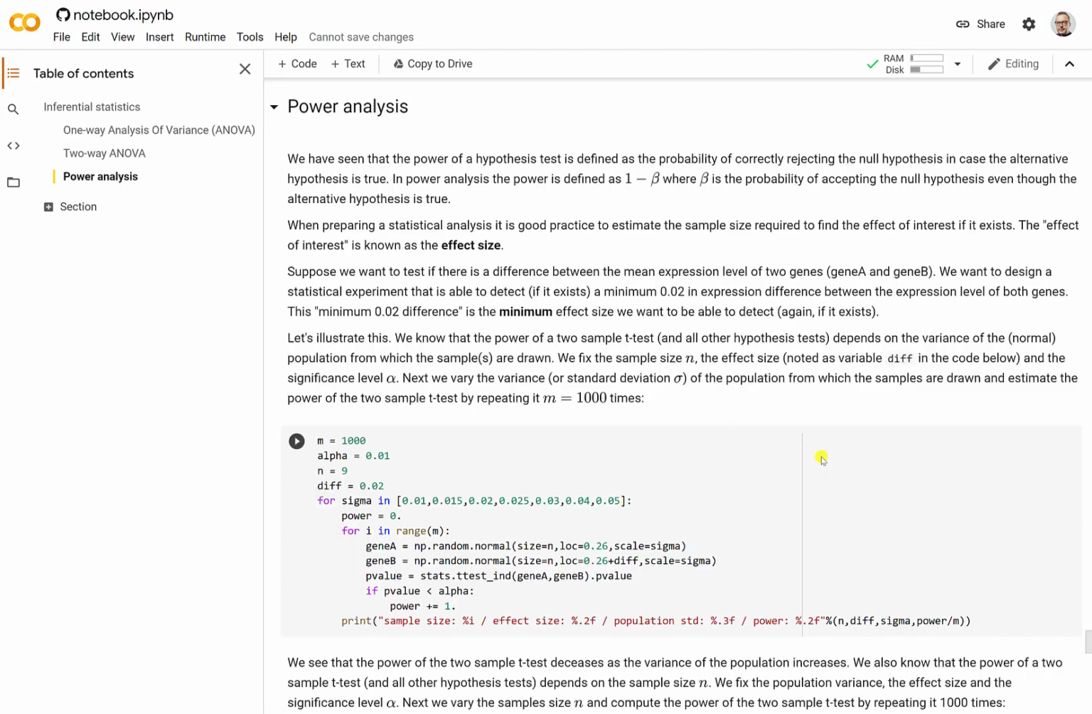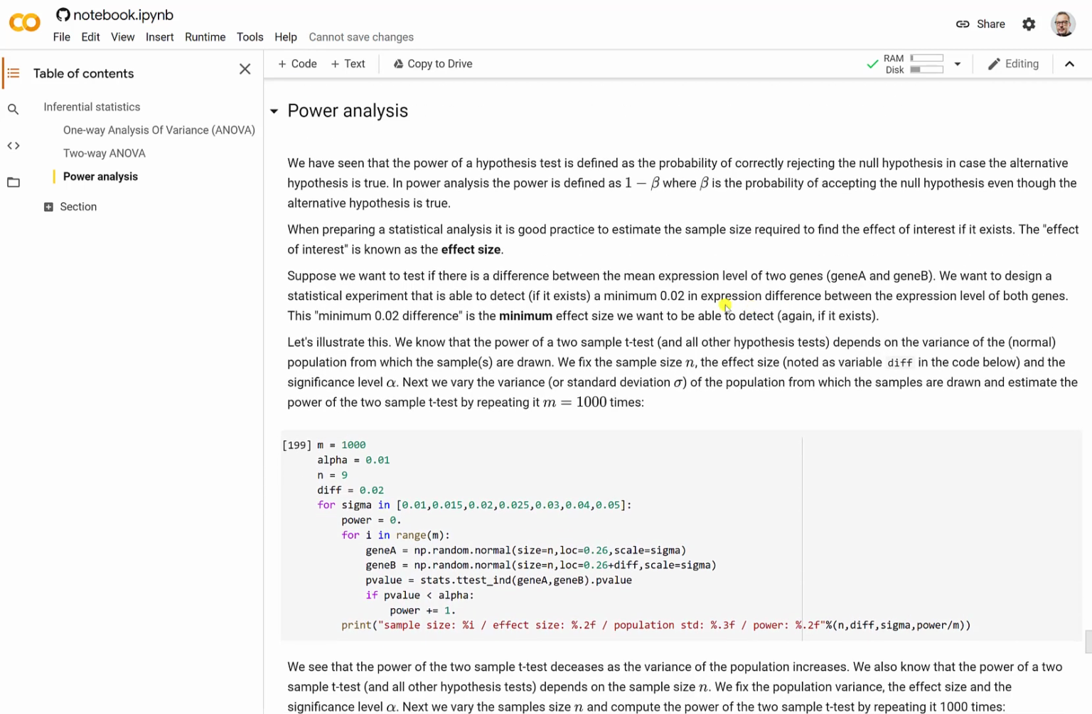So that brings us to power analysis, where everything comes together. We have actually already touched on power analysis. We define it as the probability of correctly rejecting a false null hypothesis. Sometimes it's also written as 1 minus beta, where beta is the probability of accepting a false null hypothesis.